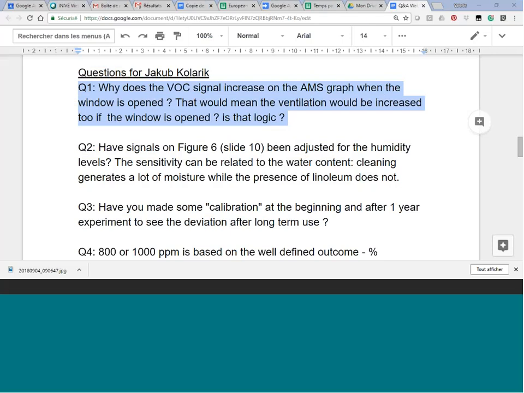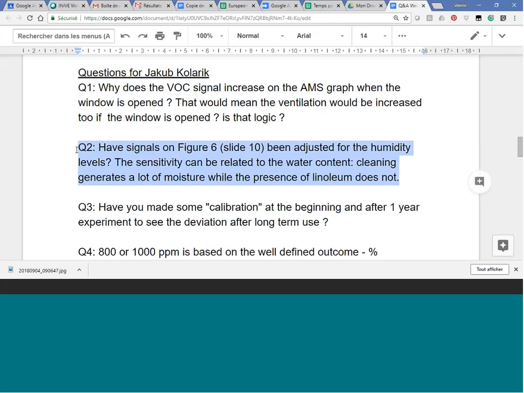Okay. Have signals on figure 6, slide 10, been adjusted for the humidity levels? The sensitivity can be related to the water content. Cleaning generates a lot of moisture, while the presence of linoleum does not. Yes and no. This is a very good question. We were not adjusting the data, but we were keeping a constant relative humidity during the experiments.